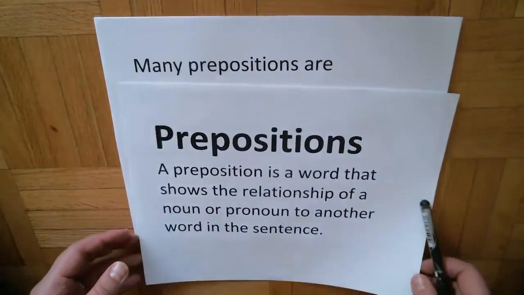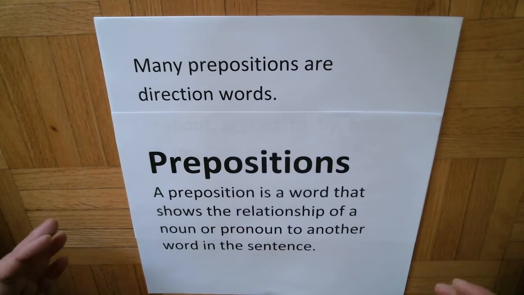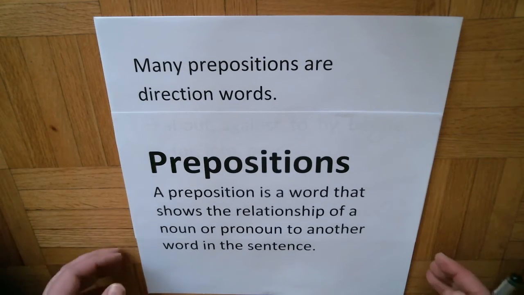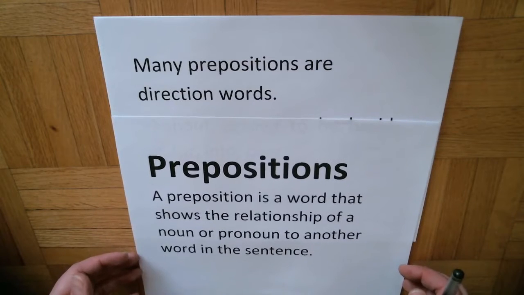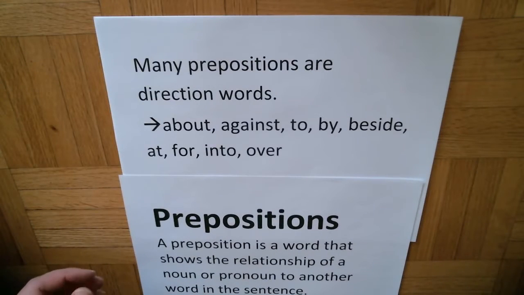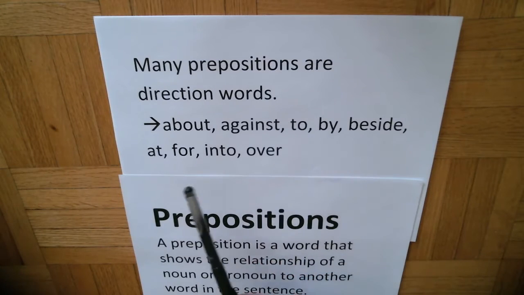First off, another way of thinking about it is that a lot of prepositions are direction words. Not direction in terms of left, right, those are actually adverbs, but a lot of prepositions are direction words. Another way to help you out is just to know a whole list of prepositions, and I've got a start of one here. You can also find another one in your grammar book, and you can find more online. Being familiar with the words is a good way to go. So here's a start: about, against, to, by, beside, at, for, into, over. So you can maybe start to see what I mean by direction words.